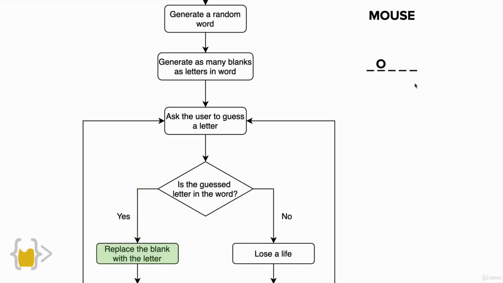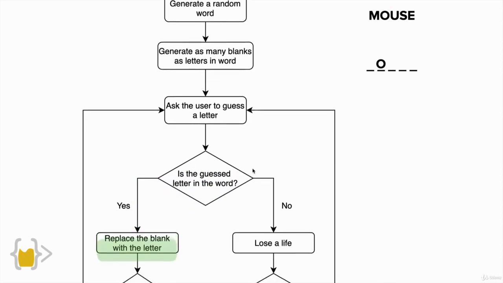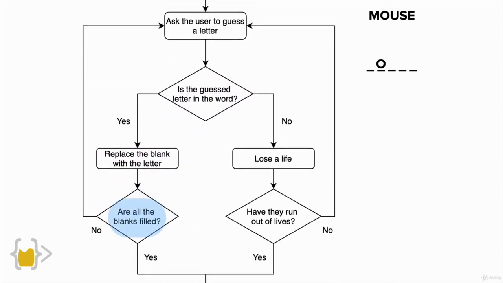So now we get to replace that blank with the letter O. Now the next stage is we have to check, are all the blanks filled? Are all of these blanks removed? Because in that case it means the user has guessed all of the letters correctly. Well, at the moment it's definitely a no because we've only guessed one letter. So then we go all the way back to the beginning and we ask the user to guess another letter.